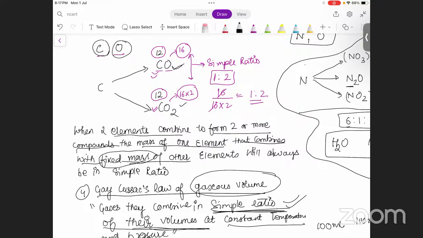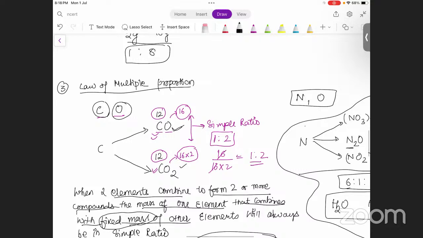See, I'll come up with another example and I'll explain it very clearly. I'll come up with one question, and from that you'll be able to understand this. So in the next class, I'll come up with the question and this will be clear to you. It's normal, usually we get confused with the law of multiple proportion. So we'll see 2 questions related to this, and by doing those, this will be clear to you.